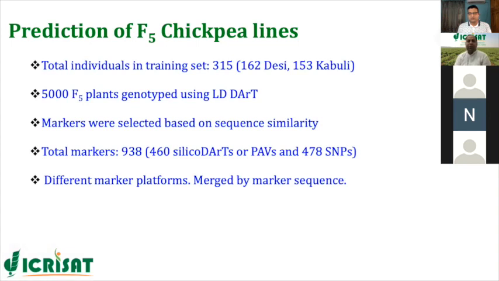They came up with a new technology called LD DArT, which is low-density DArT. But we got challenged because the markers were different. So we started to find markers based on sequence similarity. We found about 900 markers which are common, and then we started to merge by sequence.